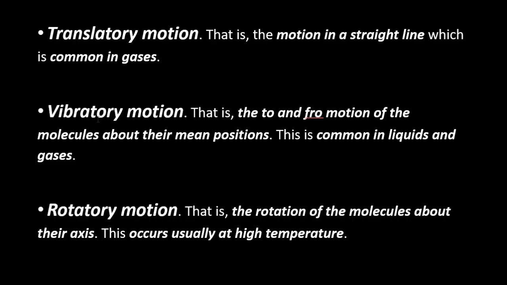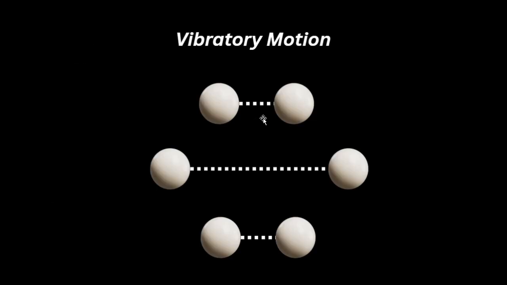Then we have vibrational motion or vibratory motion. Now this is a kind of to and fro motion, just like simple harmonic motion. The molecules move to and fro. In one case they will move towards each other, then they will move away from each other, then again they will move towards each other. So they always oscillate, they always vibrate about a mean position.